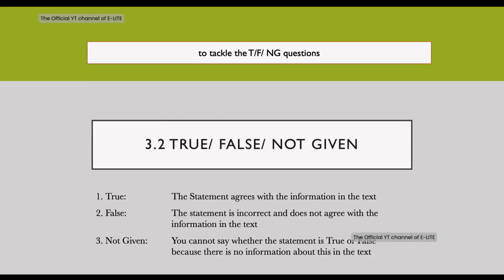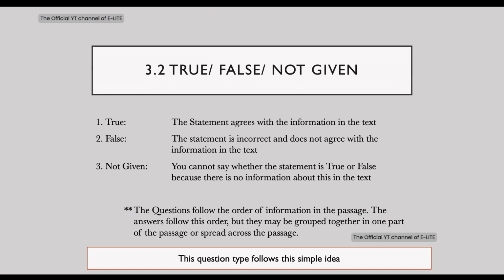This question type follows this simple idea. Compare the information in the text and the information in the statement. If they agree, it's true. If they disagree, it's false. And if there is no definite proof to suggest either, it's not given.